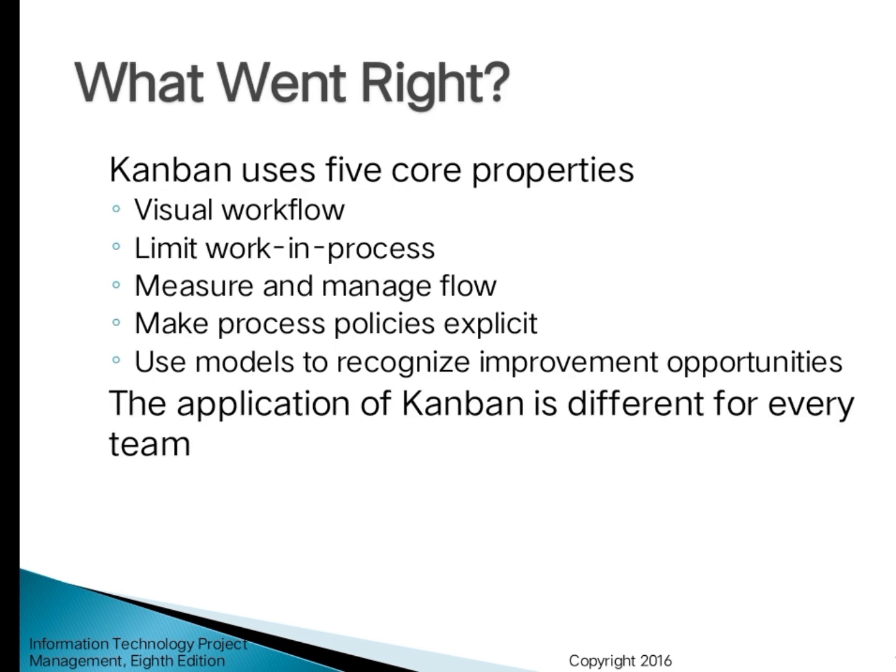So, what went right? Kanban uses five core properties. It includes visualize the workflow, limit work in process, measure and manage flow, make sure policies are explicit, then use models to recognize improvement opportunities.